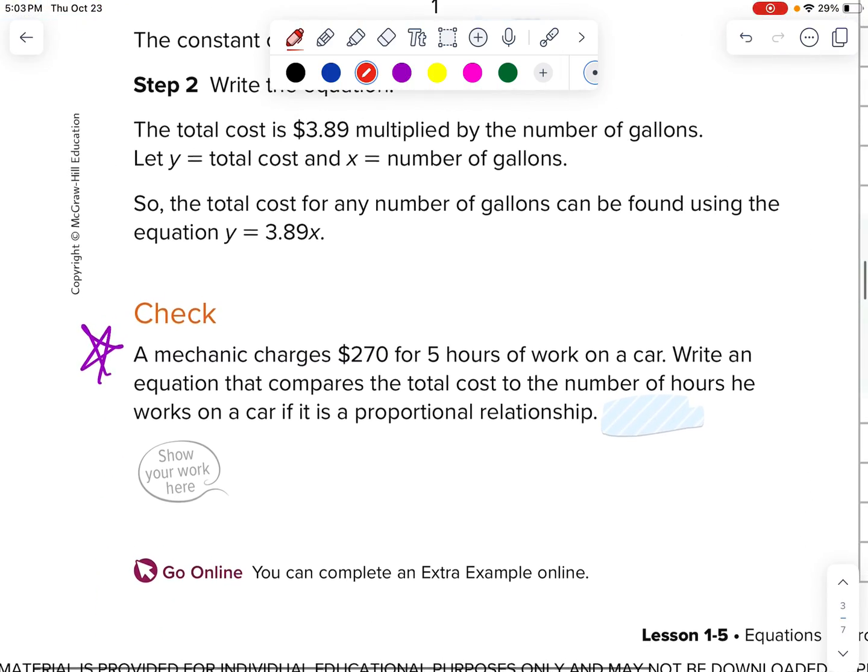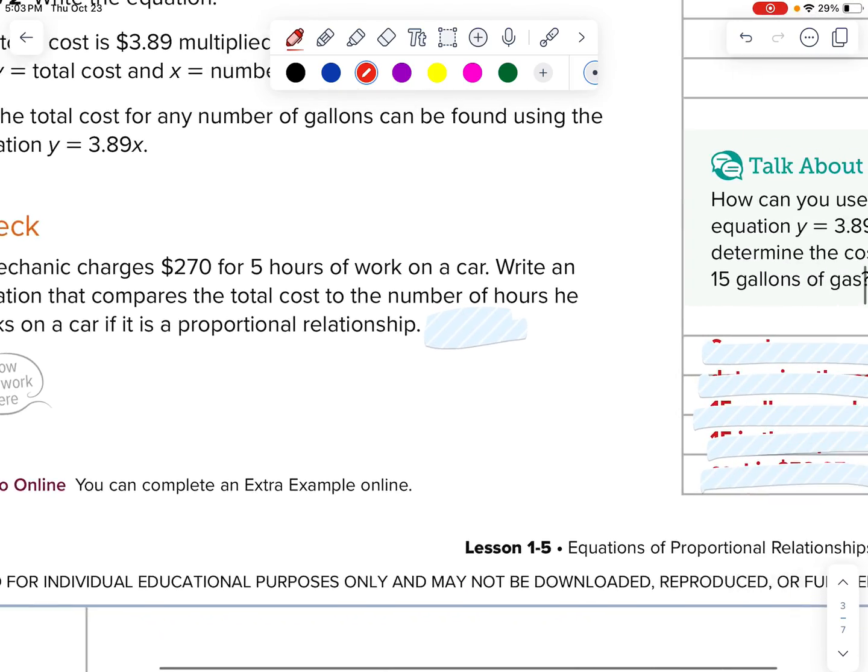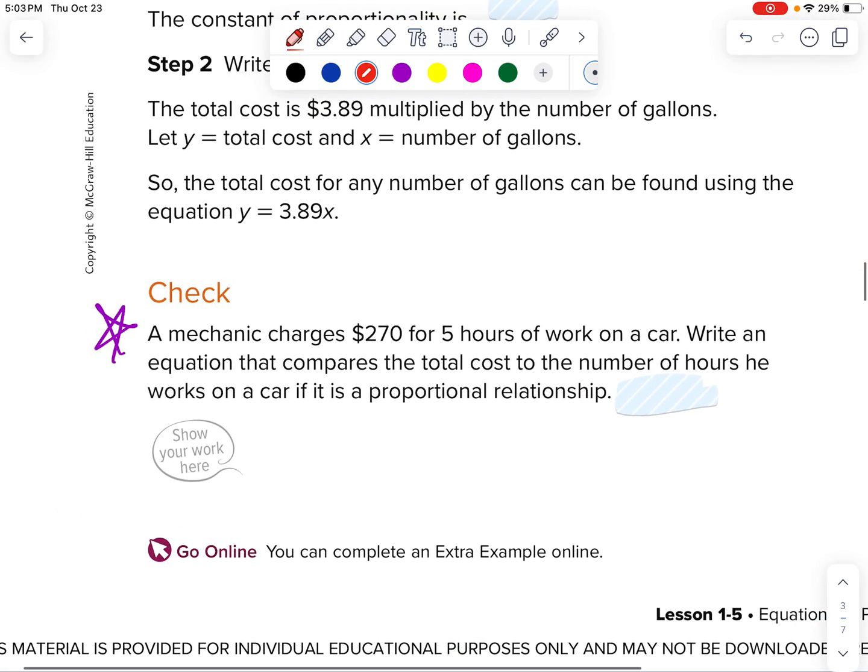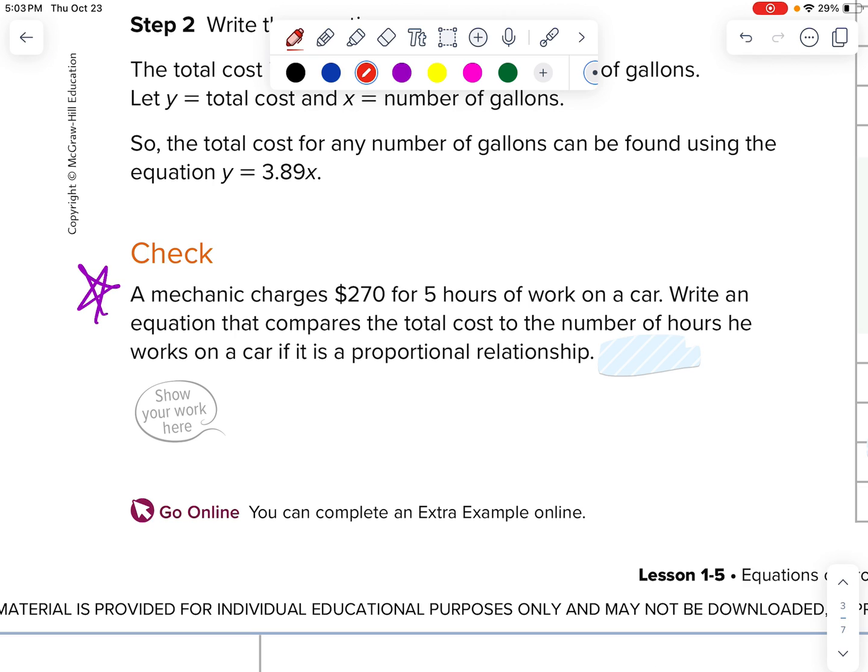Okay, go to the bottom of that page. We're on page 43 right now. Go to the bottom of page 43. Ready to do the next problem. A mechanic charges $270 for 5 hours of work on a car. Write an equation that compares the total cost to the number of hours he works on a car if it is a proportional relationship.